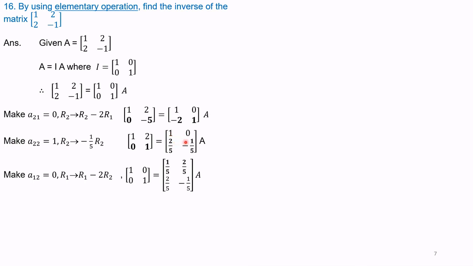And then this has to be the right hand side. This also 0 minus 2R2. 0 minus 2 into minus 1 by 5 is 2 by 5. This becomes 2 by 5. And the row 2 remains as it is. Now we have got 1, 0, 0, 1. Therefore, this matrix is the inverse. Therefore, I is equal to A inverse of A. So, this is the inverse matrix. That is given here. A to the power of minus 1 is equal to 1 by 5, 2 by 5, 2 by 5 and minus 1 by 5. That is the answer.